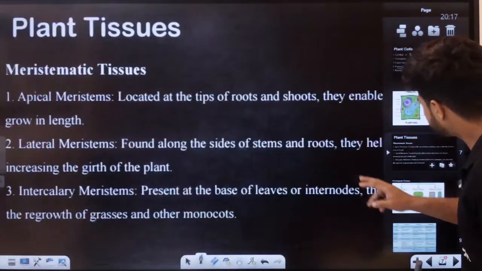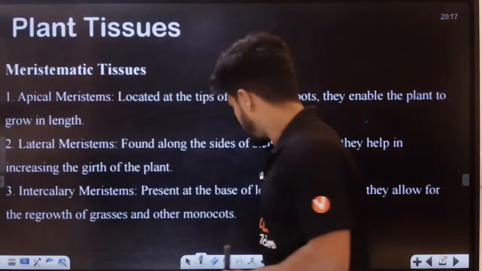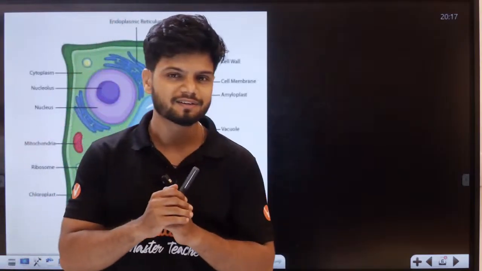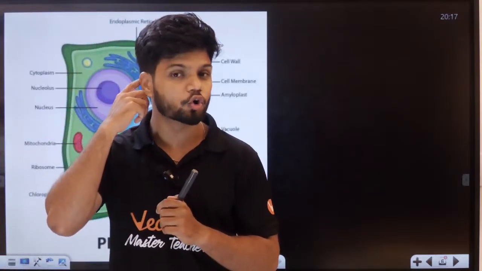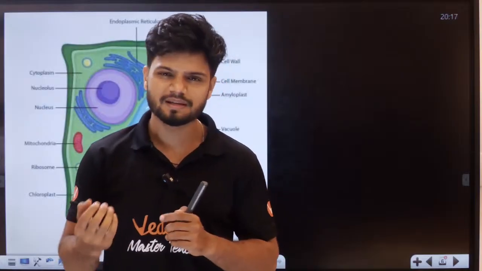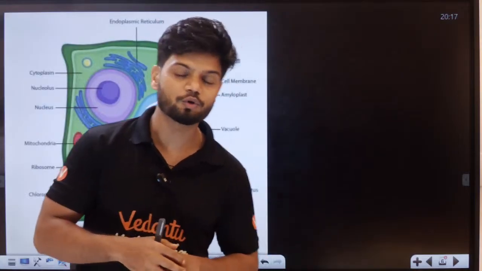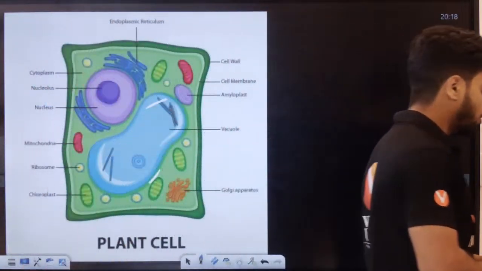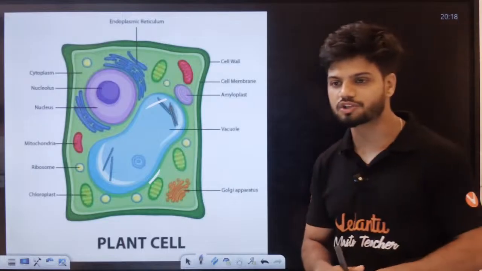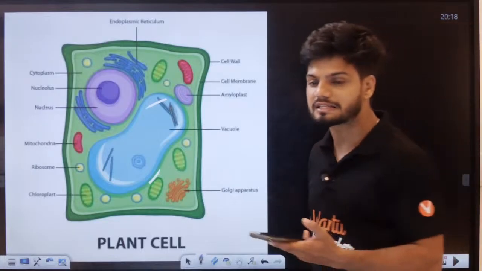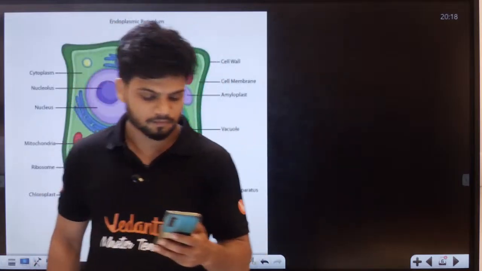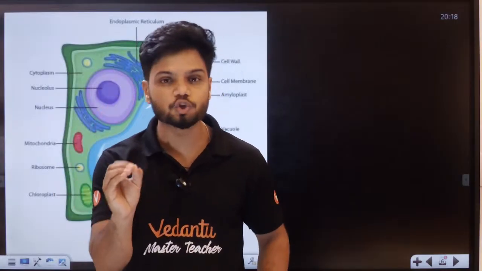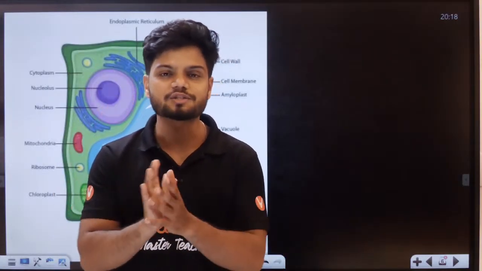Now, next thing we need to understand, students, is what do you call a group of cells? Anyone? What do you call a group of cells which have the same function, same origin? Function can vary, origin can also vary sometimes. But what do you call a group of cells, students? All of you in the chat. A group of cells is called a tissue. All of you know that a group of cells is called a tissue here.